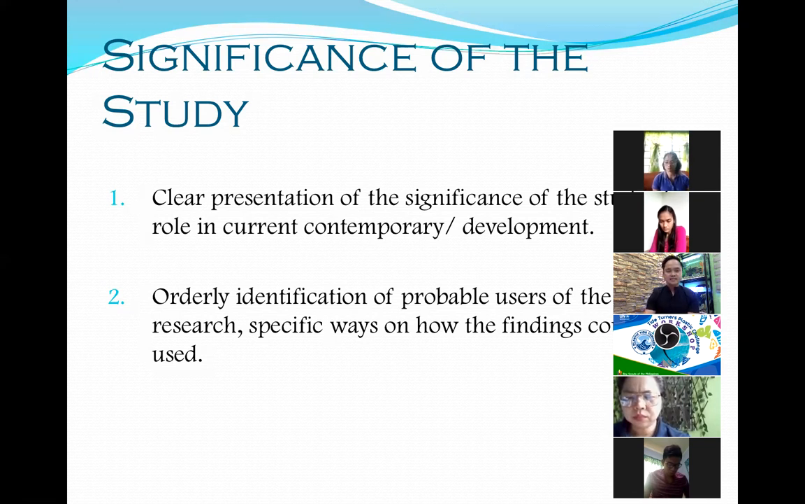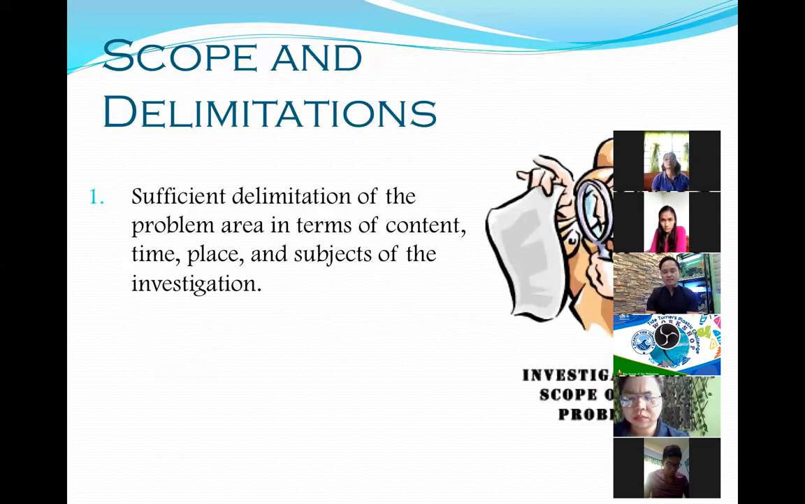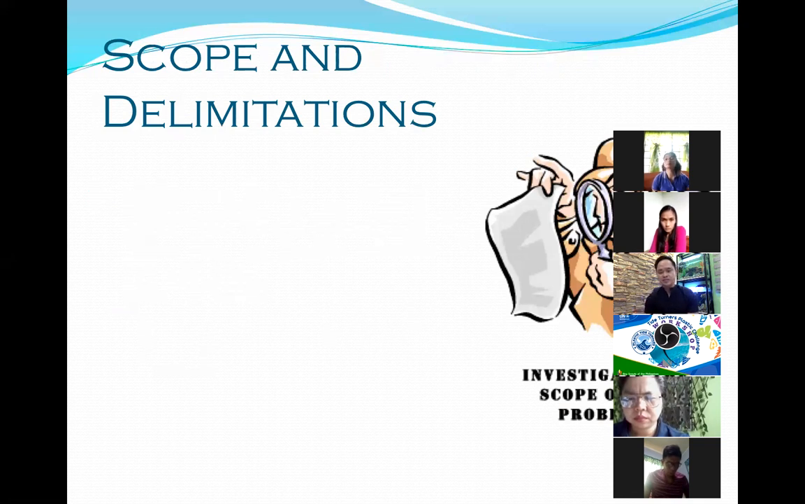No? Next is scope and delimitation. When you discuss the scope and delimitation, you need to answer the following questions. First, what is your study all about? And when you say what is your study all about, you need to discuss the variables of your study. When I say variables, the independent variable and the dependent variable. Yun ang ibig sabihin ng what is your study all about.